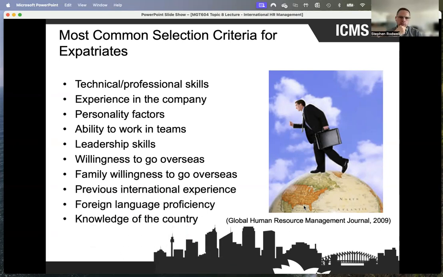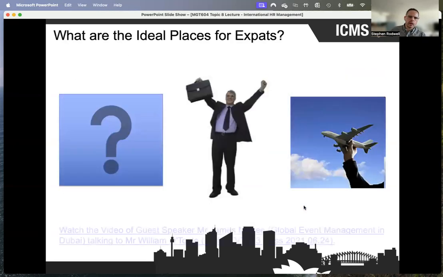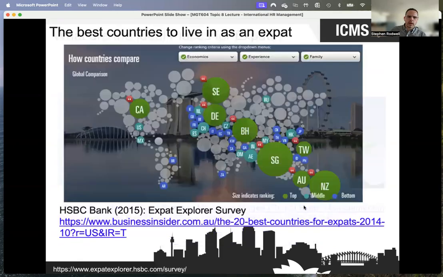Great if they've got previous international experience. Any foreign language proficiency can be obviously very useful, and their knowledge of the country that they're going to, again, can also be very useful. So, ideal places for expats. This is slightly old data, but some of the major places, obviously New Zealand, Germany, Canada, Sweden, Bahrain, Taiwan, and Singapore.